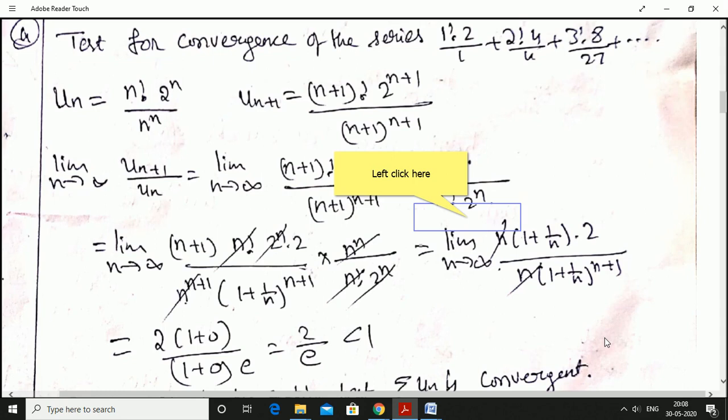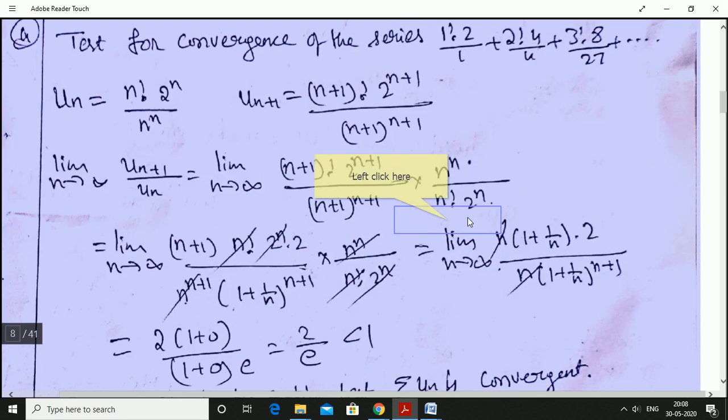Now un plus 1 is equal to n plus 1 factorial into 2 to the power of n plus 1 divided by n plus 1 to the power of n plus 1. Apply the limit as n tends to infinity for un plus 1 divided by un. That is equal to limit as n tends to infinity of n plus 1 factorial into 2 to the power of n plus 1 divided by n plus 1 to the power of n plus 1, into the reciprocal of un, n power n divided by n factorial into 2 power n.